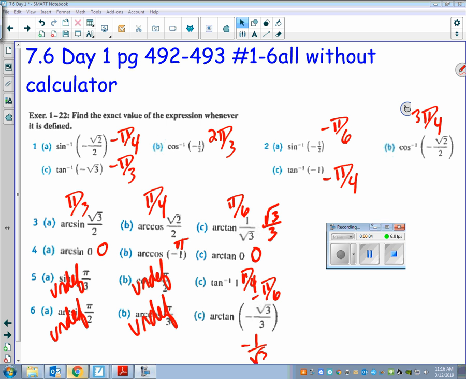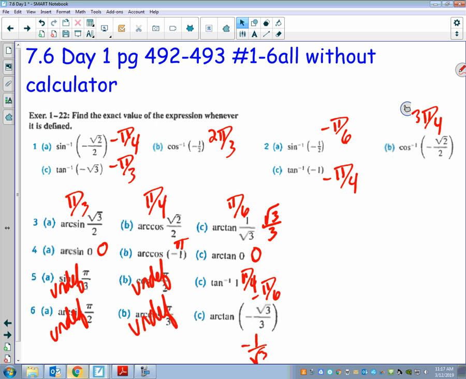Okay, so here are the answers to day one's problems, and notice all my answers are in those restricted domains and ranges. We talked about a few of these in class today, but check with each other, make sure you agree. 5 and 6, both A and B are undefined because the value they give you is bigger than 1, and so you can't do inverse sine or inverse cosine if it's not between -1 and 1.